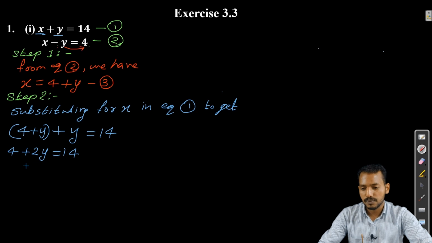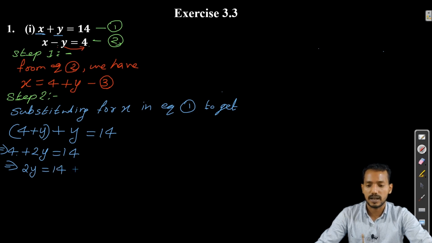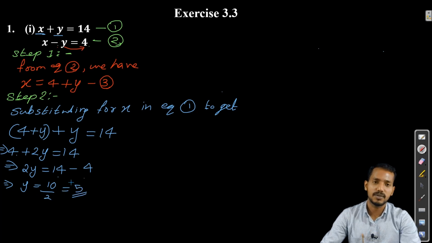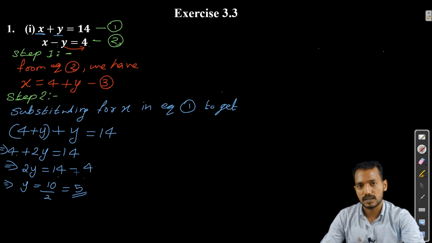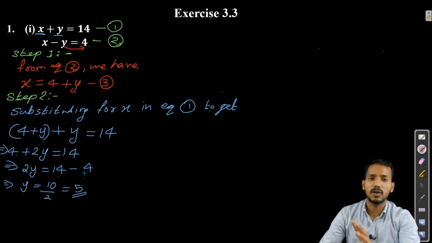Now solve this one. That implies 2y is equal to 14. This plus 4 taken to the right side will be minus 4. So that implies y is equal to 14 minus 4, which is 10, and the 2 will be divided by 2, which is equal to 5. So we have got the value of one variable, that is y equal to 5. Now we need to proceed with step 3 to get the value of x.